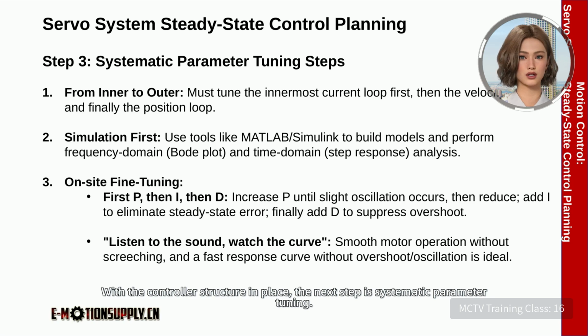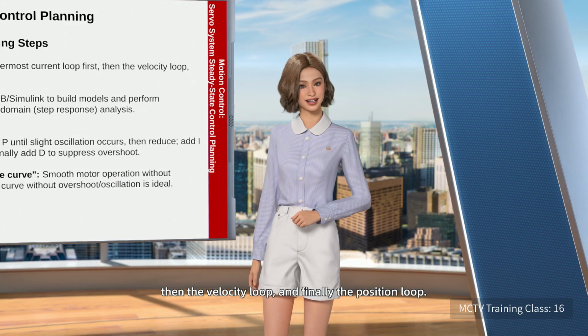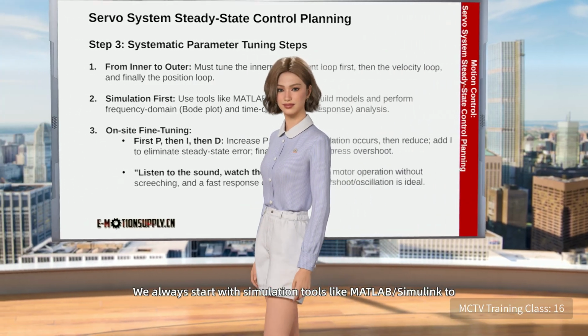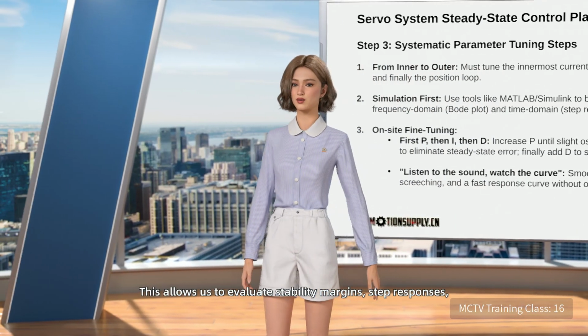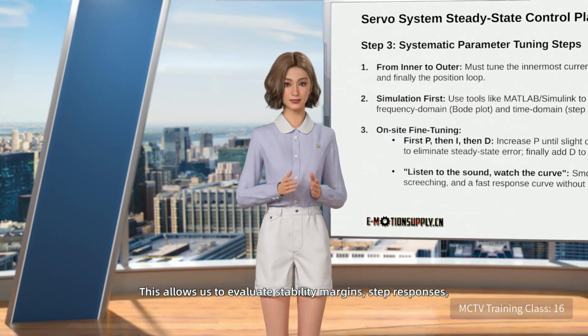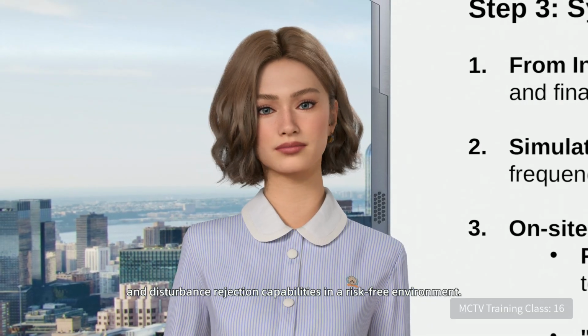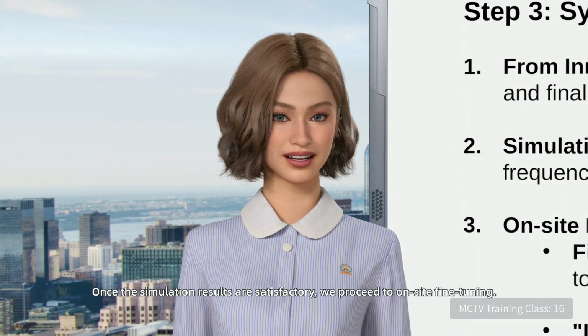With the controller structure in place, the next step is systematic parameter tuning. This process must be carried out in a specific order. First, tune the innermost current loop, then the velocity loop, and finally the position loop. We always start with simulation tools like MATLAB Simulink to perform frequency domain and time domain analyses. This allows us to evaluate stability margins, step responses, and disturbance rejection capabilities in a risk-free environment. Once the simulation results are satisfactory, we proceed to on-site fine-tuning.